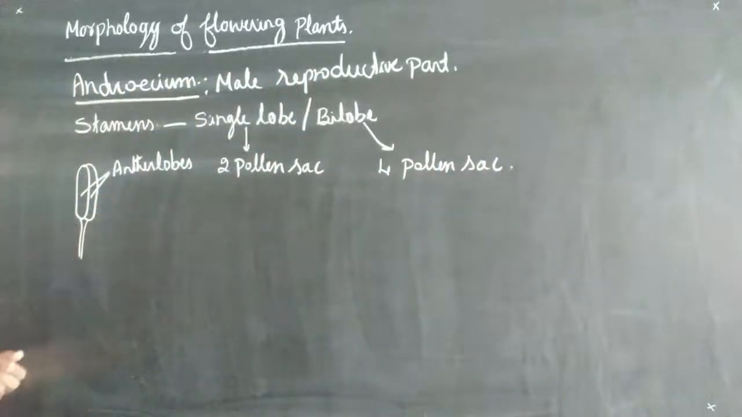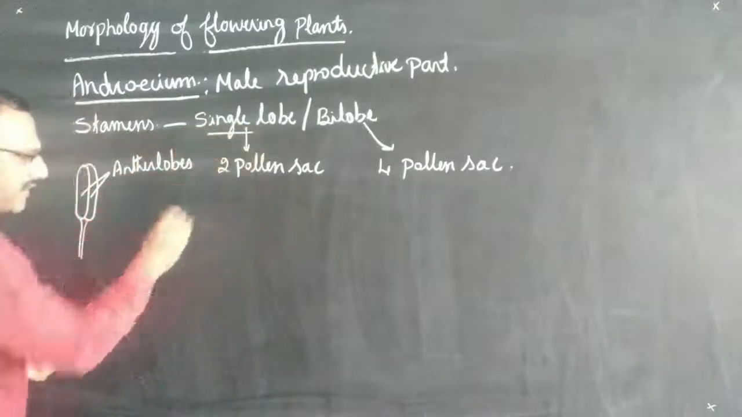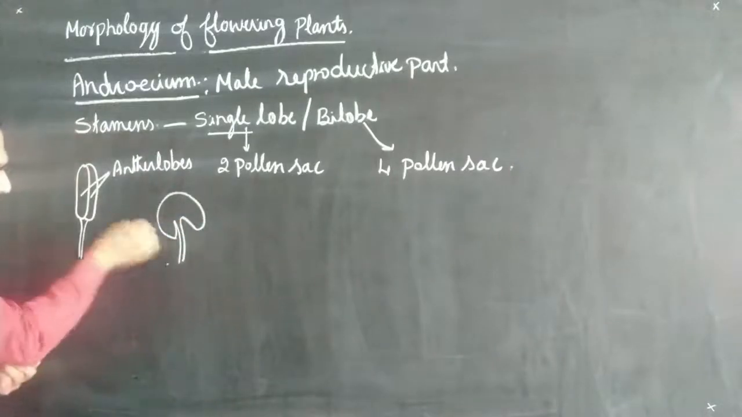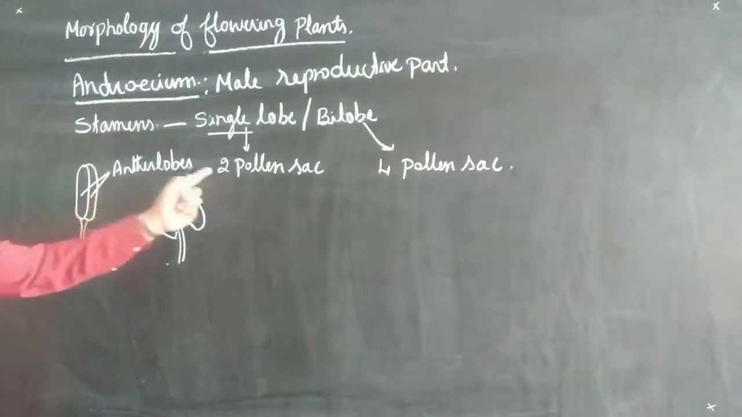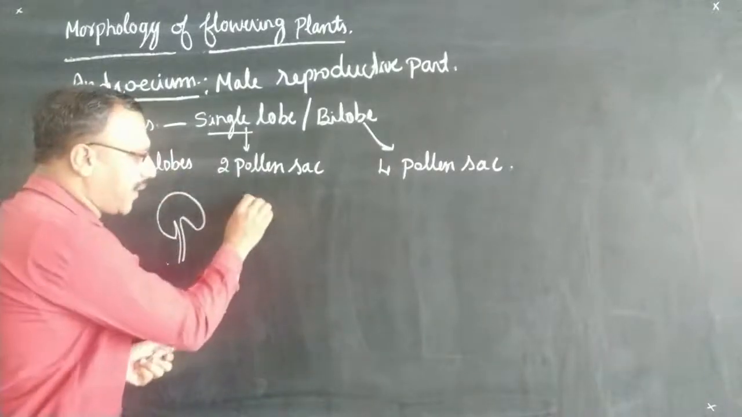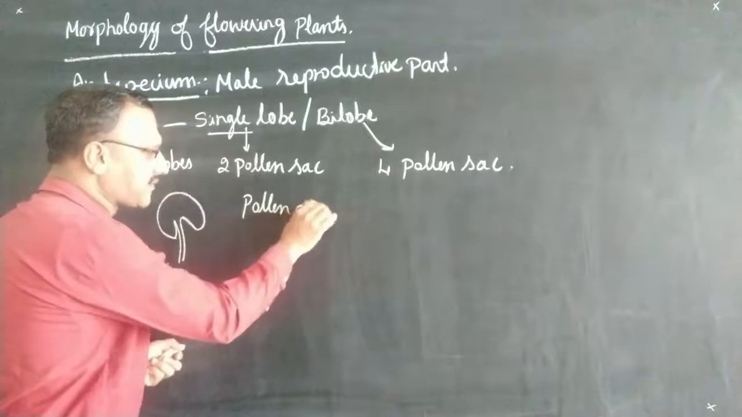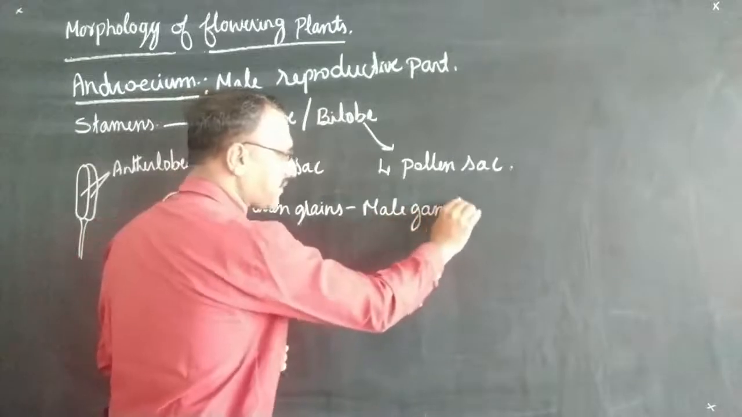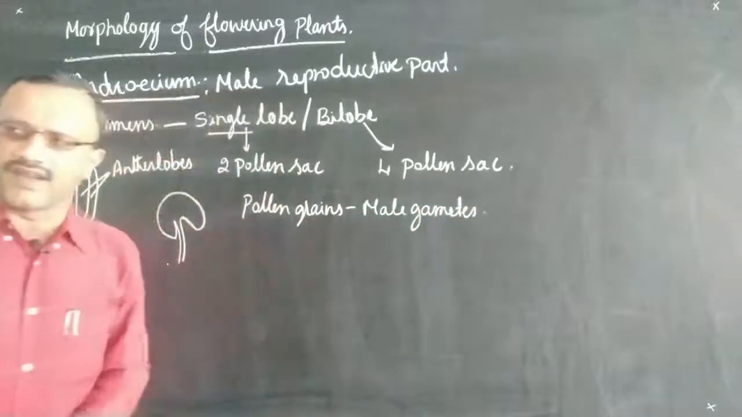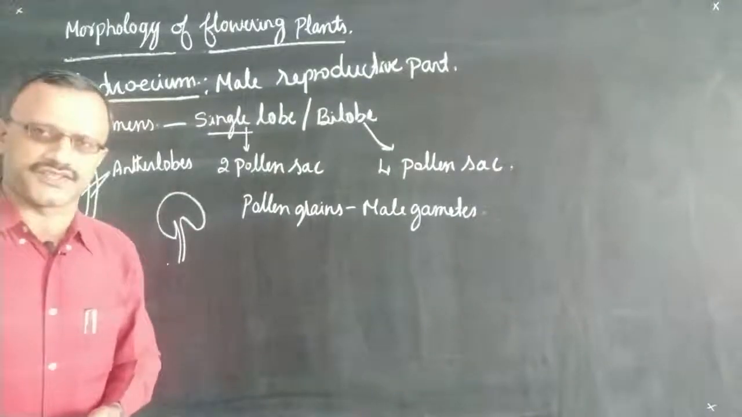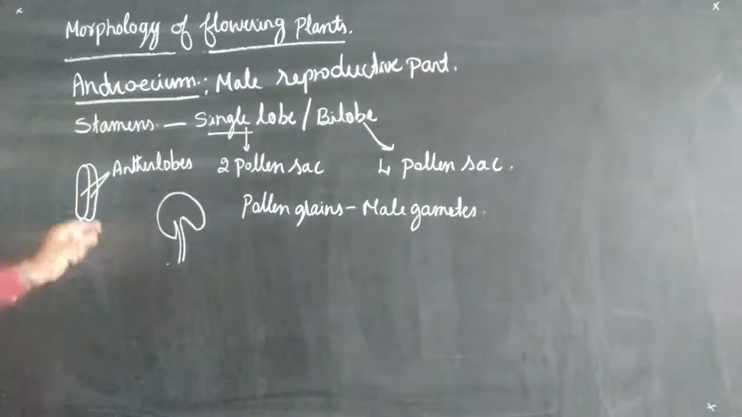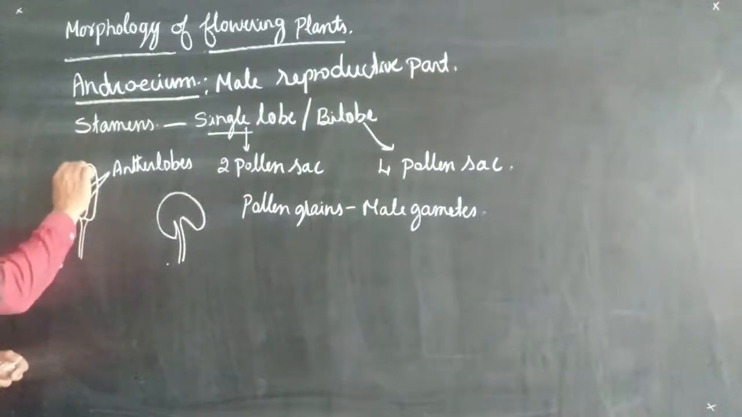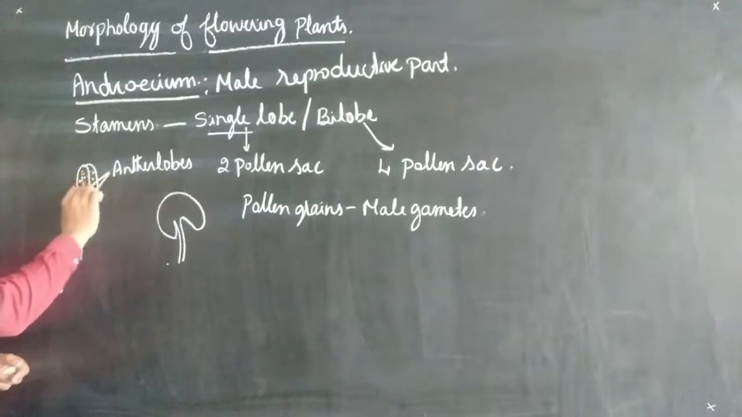So each of the stamens, whether it may be single lobed like what you can see in case of hibiscus, or bilobed, bears pollen sacs enclosing the pollen grains, which act as male gametes, which play a very important role during sexual reproduction. The stamens showing 2 anther lobes enclose a number of pollens inside, which act as male gametes.